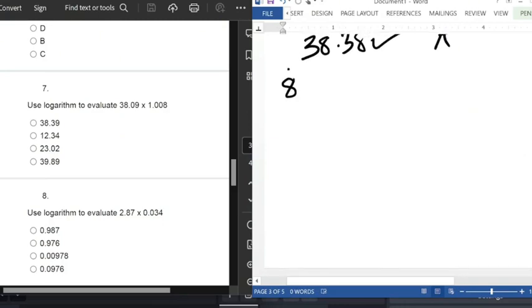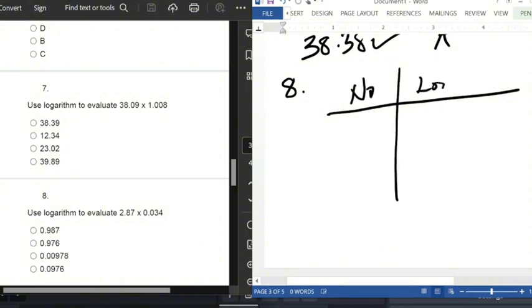So for number 8, we use logarithm to evaluate it. The same thing, not the same process as we have done up there. So we have the log. The first number is 2.87. This will give us 0, while the second one is 0.034, and this will give us minus 2.